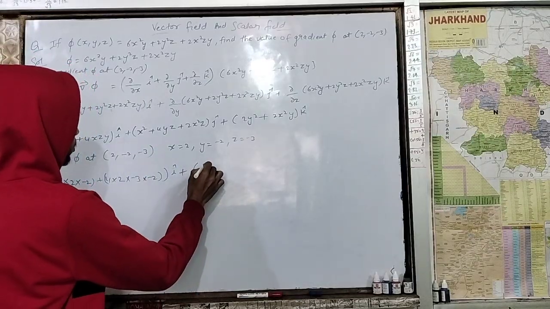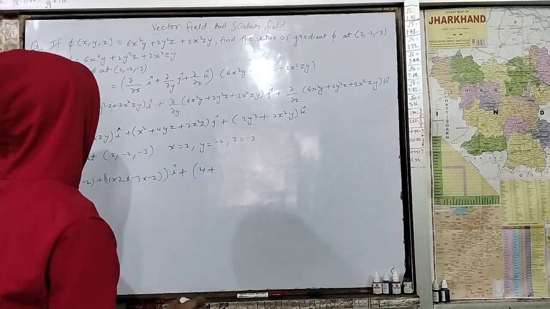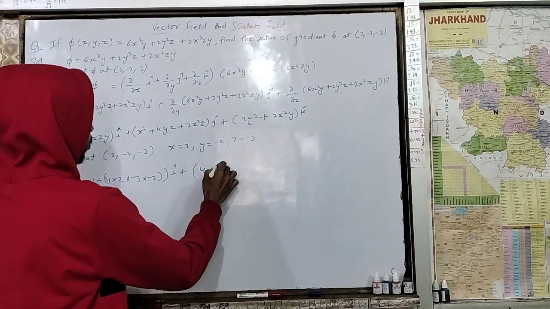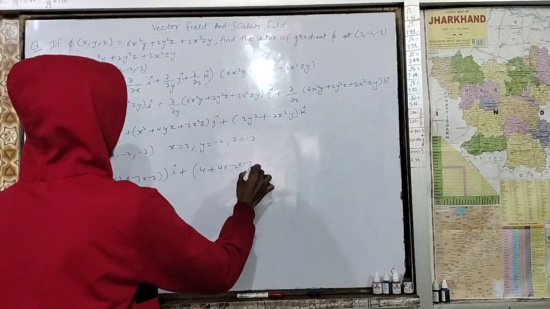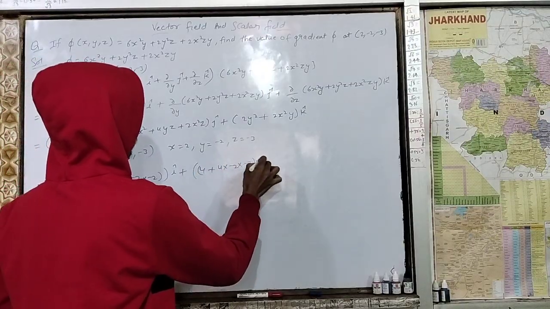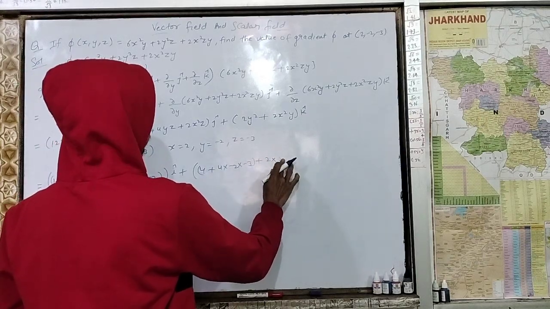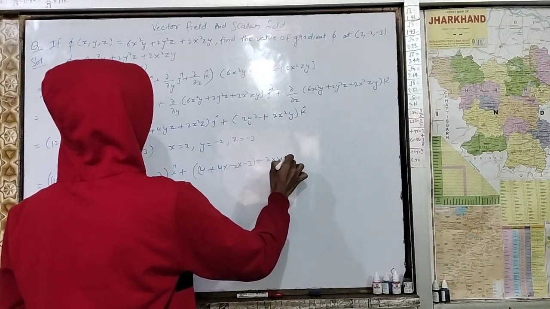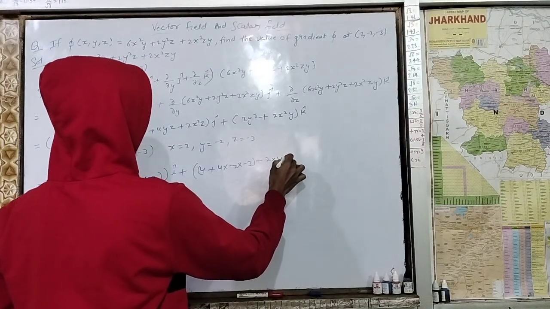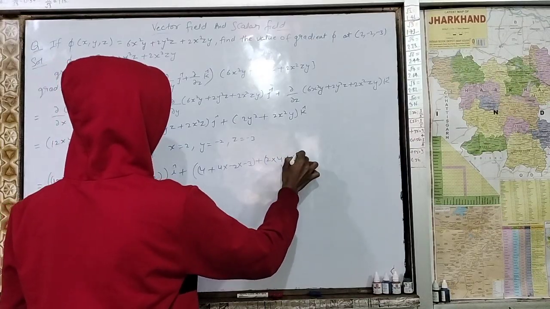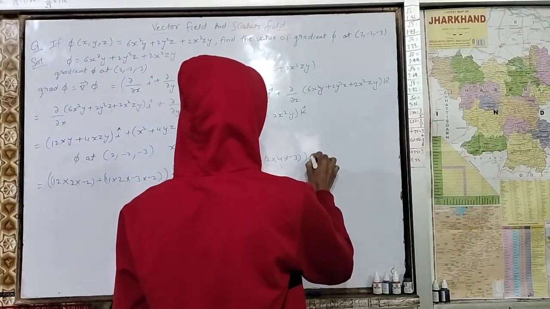This is 2 raised to power 2. We cancel 4, plus 4 multiplied by minus 2 multiplied by minus 3, plus 2 multiplied by 2 raised to 2, which is 4, multiplied by z, minus 3. Okay, this is along z cap.